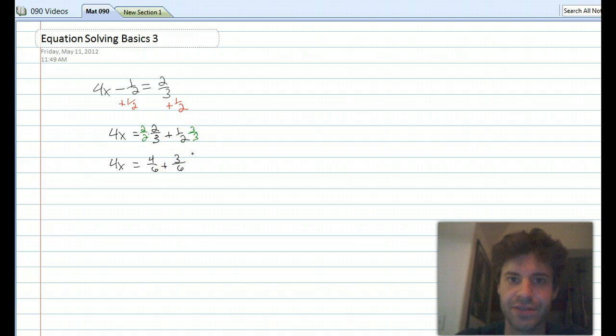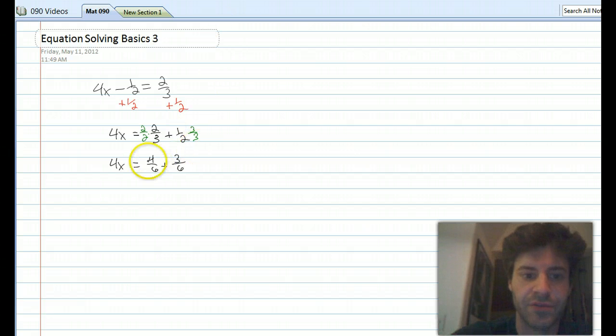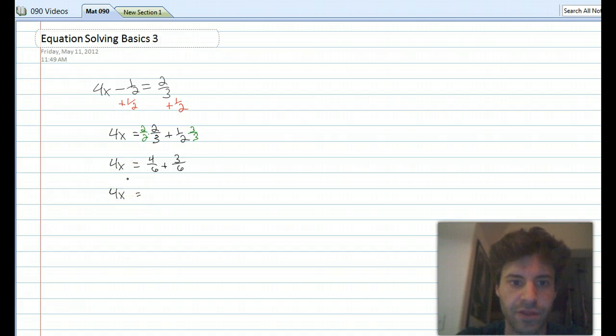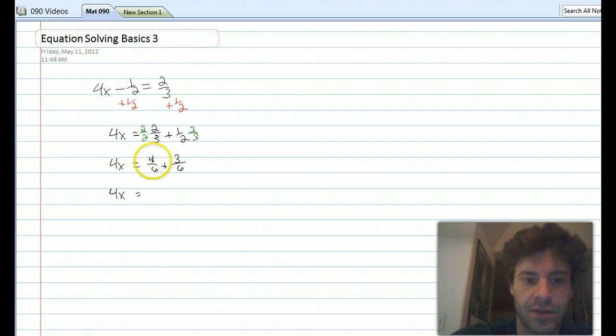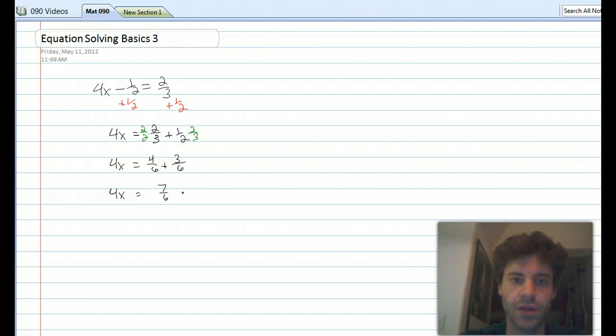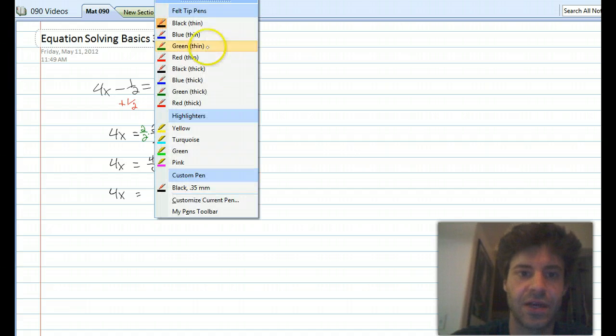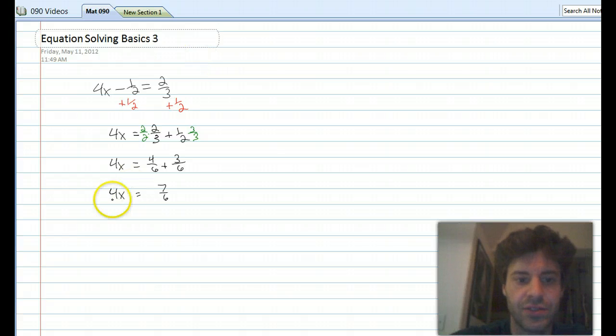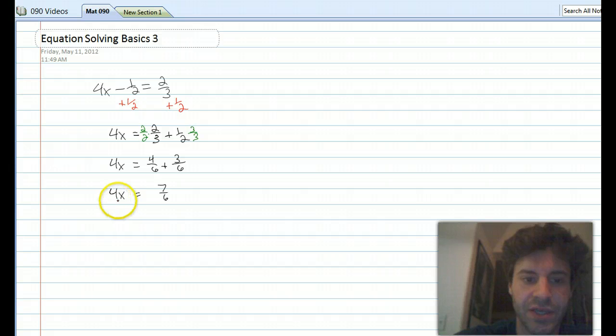Now that those fractions have the same denominator, we can just combine them very easily. Still, the left-hand side is 4x. We haven't done anything over there. On the right side, we have 4 plus 3 over 6, which is 7/6. Okay, now how do we get the x by itself? That comes down to removing this 4, which is multiplying the x. Since the 4 is multiplying the x, we're going to divide by 4.